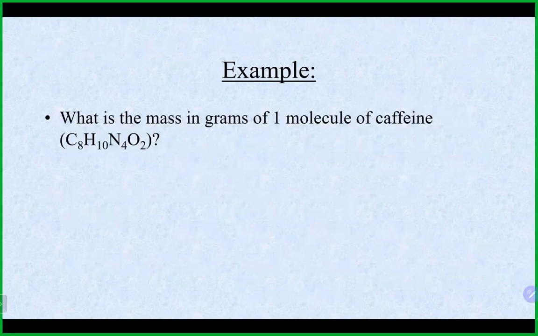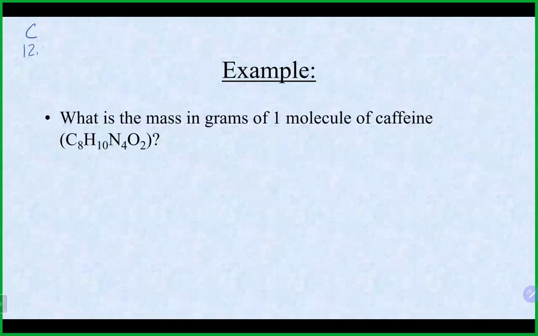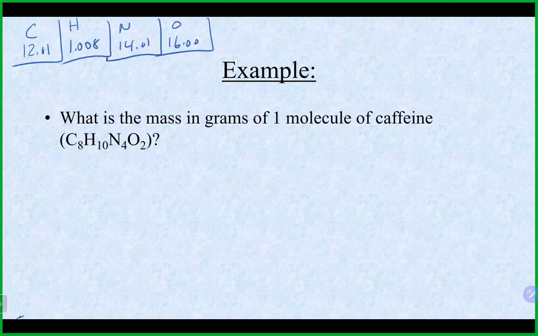So why don't you do this last one here, and then we'll take a look at something else. So we got carbon, again, 12.01. We got hydrogen, 1.008. Let's take a look at this one. Again, we have one molecule here. We want to get to grams.